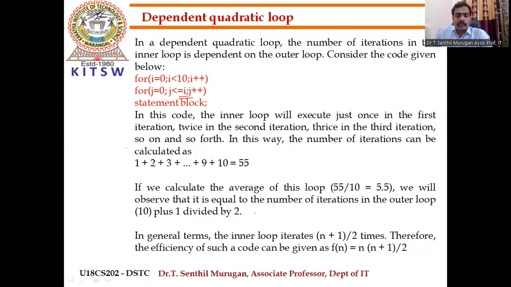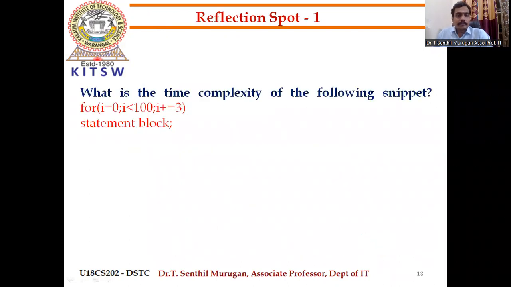So this loop will run n into (n plus 1) by 2 times. Why? Because for the number of values, say 10, the average value will be 5.5. So we calculate n into (n plus 1) divided by 2, and that is the time complexity for this method.